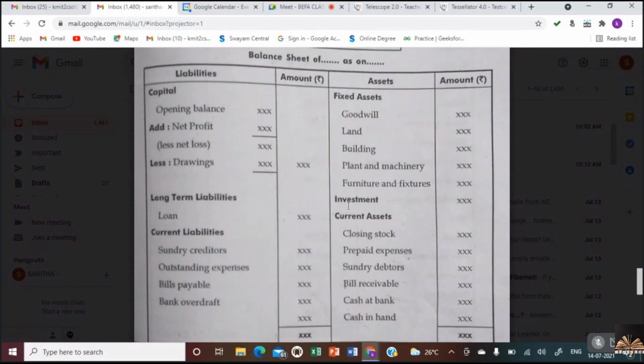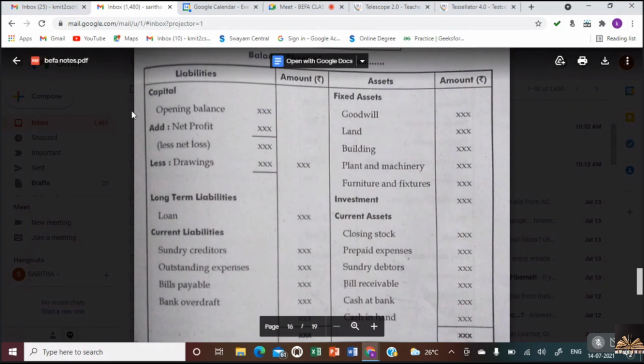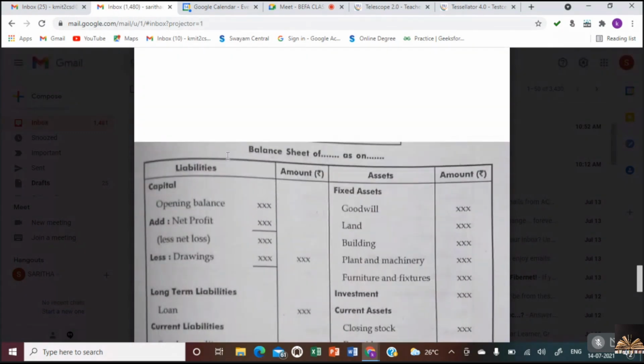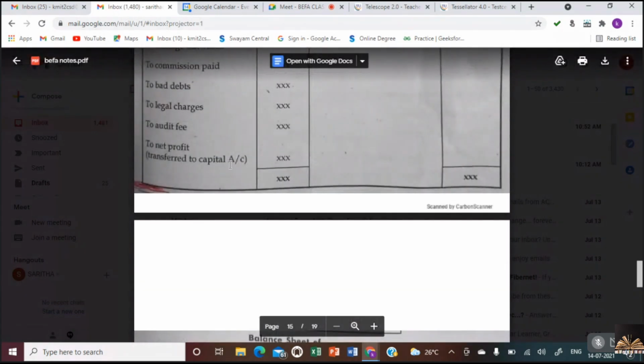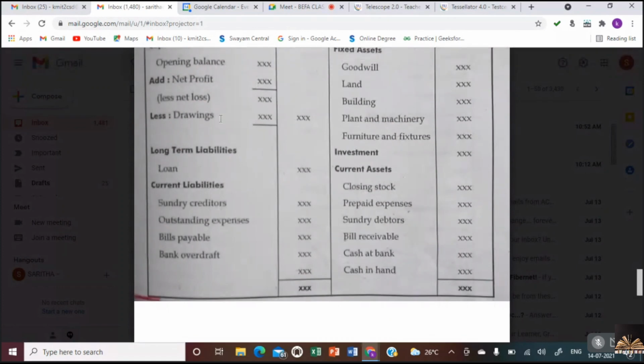This is the format of the balance sheet. Is it clear, Nana? This is the format of the balance sheet, the last accounting statement in the final accounts. Capital will be given in the trial balance. You have to add net profit. Now, what is the net profit? This is the net profit that we got in the profit and loss account.